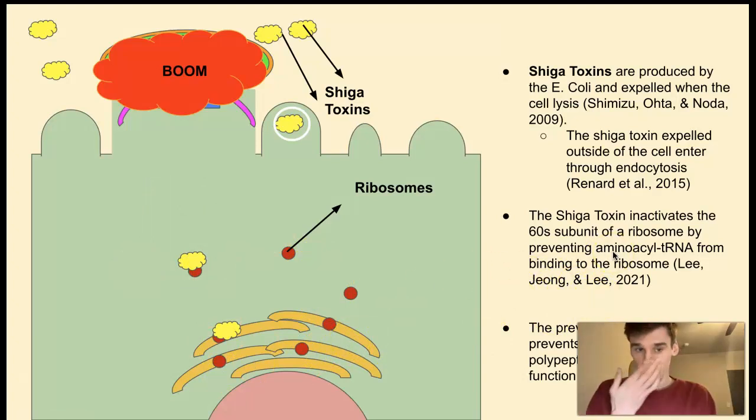Okay, and so once it hits those ribosomes, it's going to inactivate the 60S subunit of these ribosomes. That means we can no longer have a specific tRNA binding to these ribosomes, which means we can no longer have these long polypeptide chains, which is going to lead to the loss of function of the epithelial cell. At some point, it's going to lead to apoptosis, or cell death.